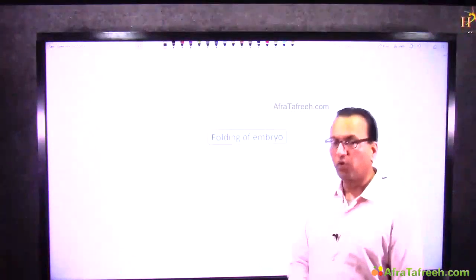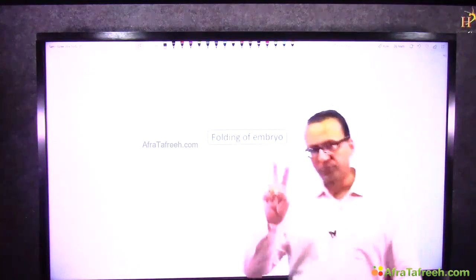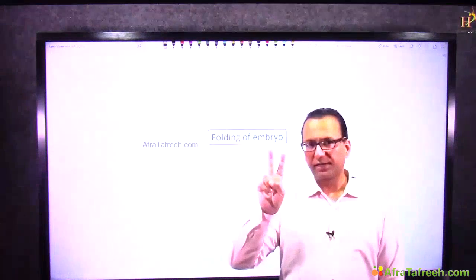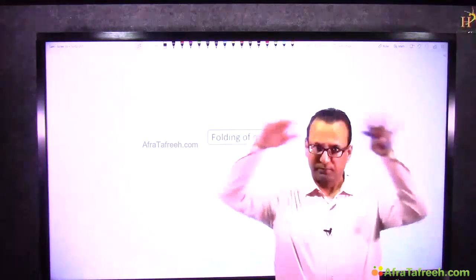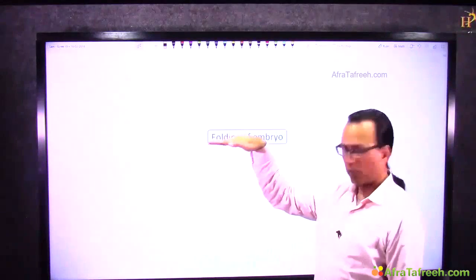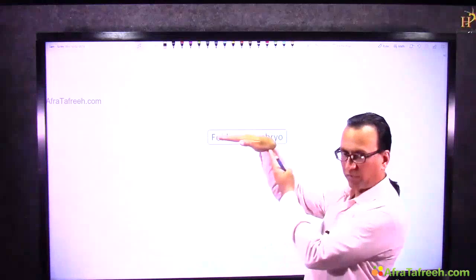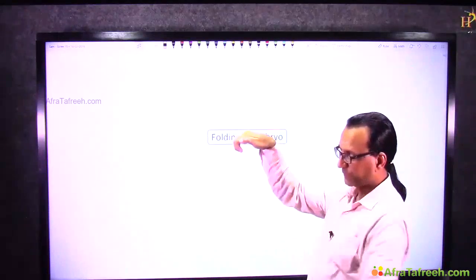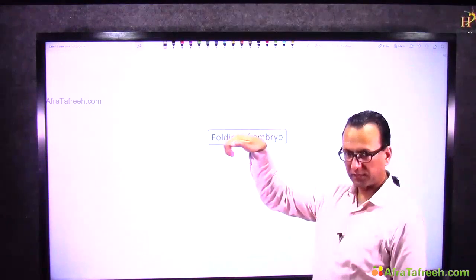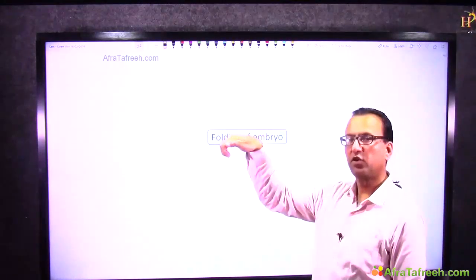Look at the folding of the embryo now. There are two types of folding. One is called the lateral folding and one is called the cephalocaudal folding, where the head will come towards the tail of the embryo like that. To discuss all that, let us first look at a diagram of the transverse section of the embryo.